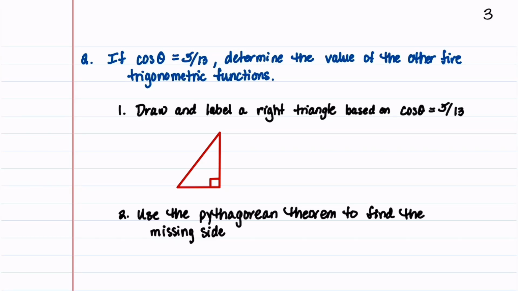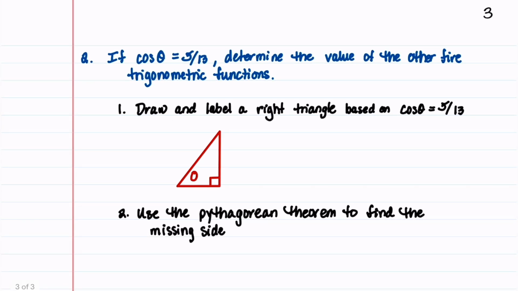In this example, we're given the value of one trigonometric function and asked to find the value of the other 5 trigonometric functions. We'll begin by letting theta be the angle in the lower left. And then we'll make a note that cosine theta is equal to the adjacent side divided by the hypotenuse. And we're given that is 5/13.